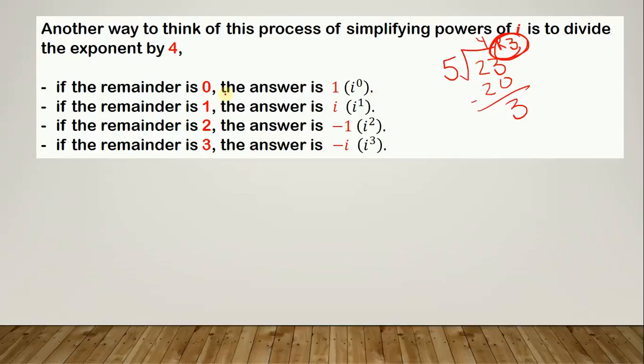If your remainder is 0, then it's going to be a 1. If your remainder is 1, it's an i for your answer. If the remainder is 2, you get a negative 1. And if the remainder is 3, you get negative i as your final answer.